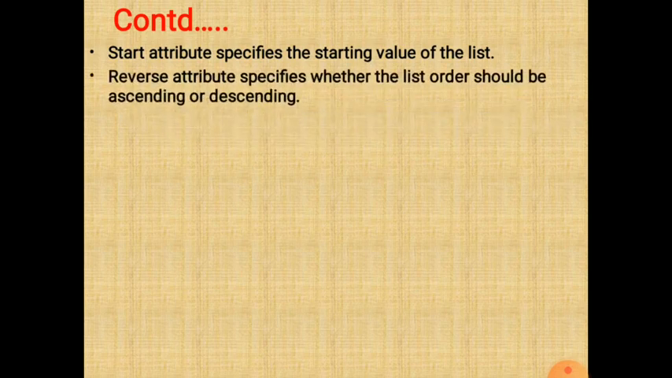The reverse attribute specifies whether the list order should be ascending or descending. It means small to big or big to small. Like if you want to write list items 10, 9, 8, 7, you can use the reverse attribute. It will show in descending order. And if you want to show in ascending order, that also you can do.